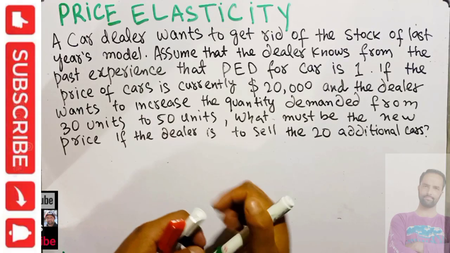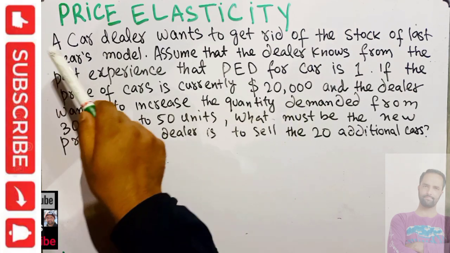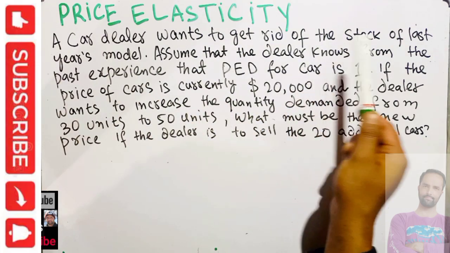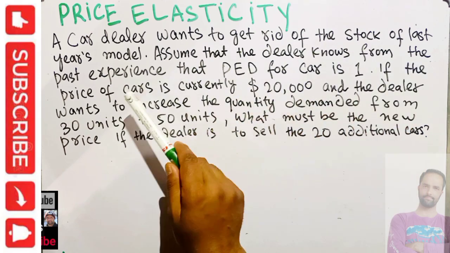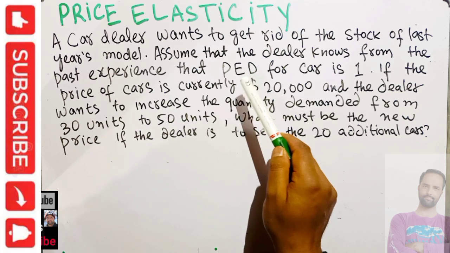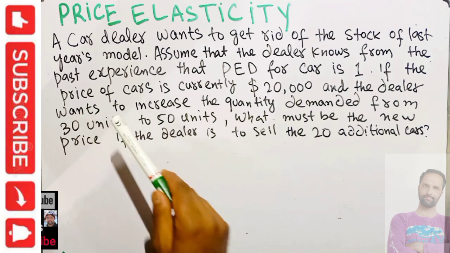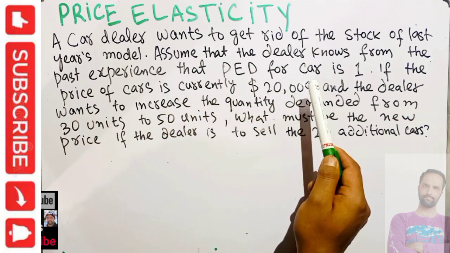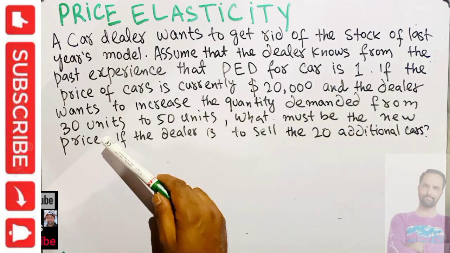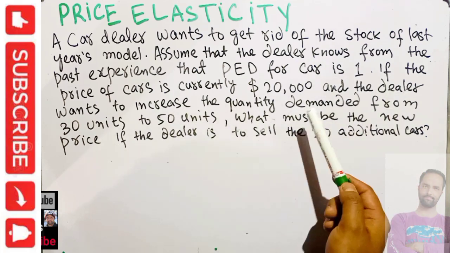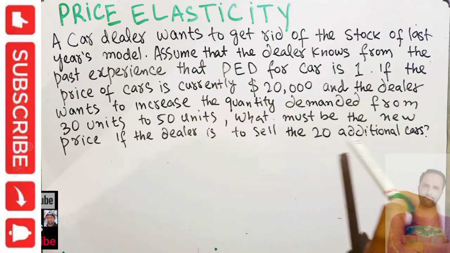In this video, we will solve a problem on price elasticity that was asked by a brother on WhatsApp. The question is like this. A car dealer wants to get rid of the stock of last year's model. Assume that the dealer knows from past experience that price elasticity of demand for cars is unitary, that is 1. If the price of a car is currently $20,000 and the dealer wants to increase the quantity demanded from 30 units to 50 units, what must be the new price if the dealer is to sell the 20 additional cars?